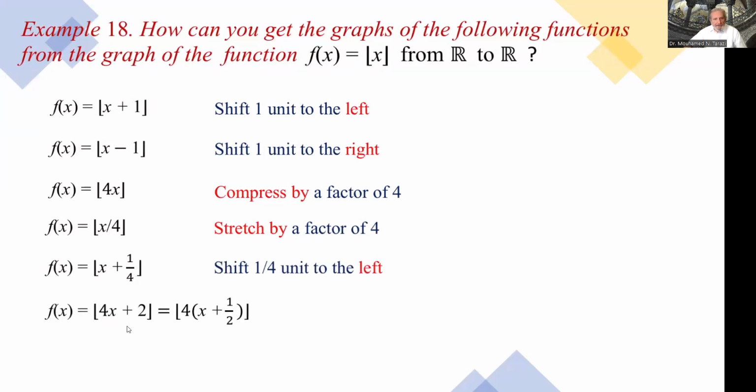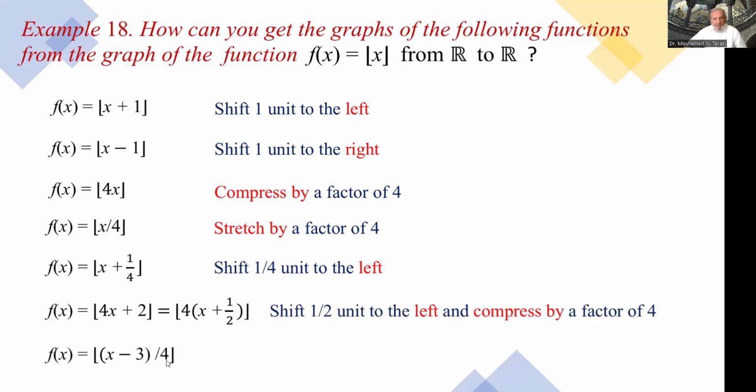This one here has 2 transformations. You have 4 and you have x plus 1/2. So you will have a shift half a unit to the right. And since this is 4, you have a compression by a factor of 4. This one here is divided by 4, so that will be a shift 3 units to the right and a stretch by a factor of 4.